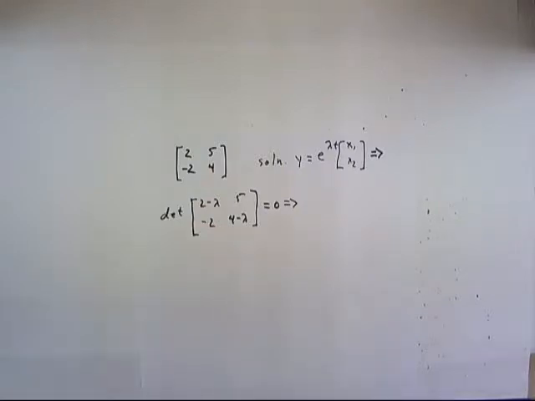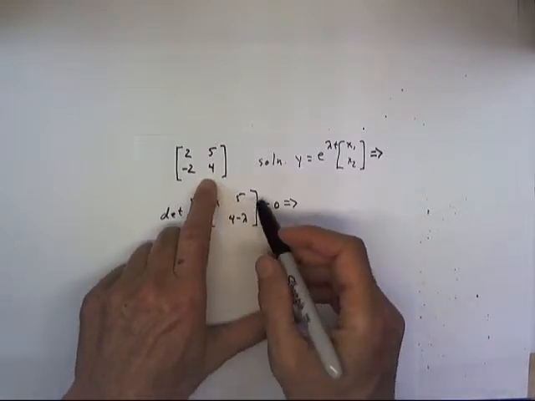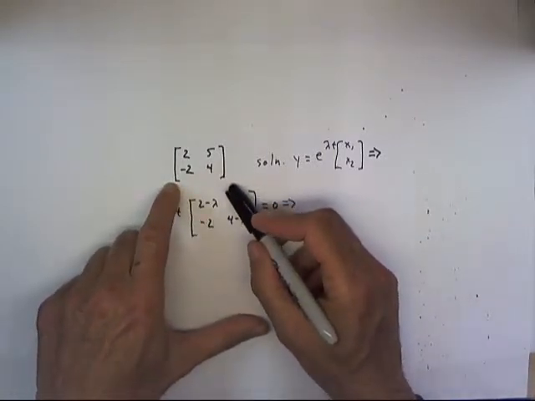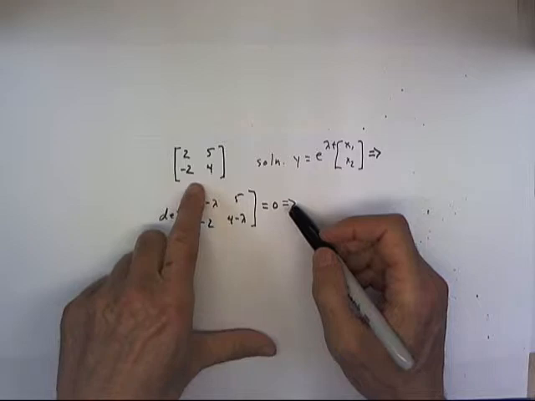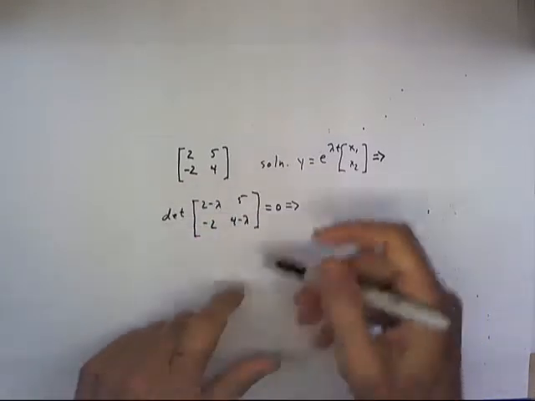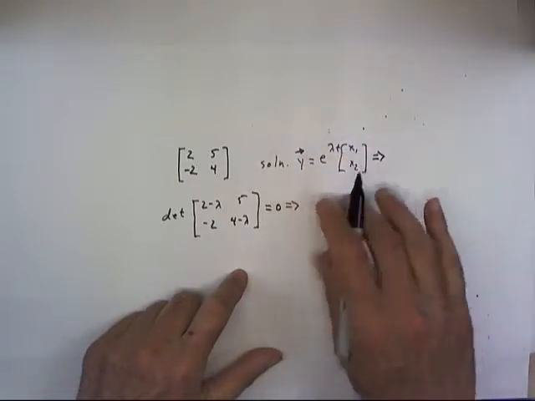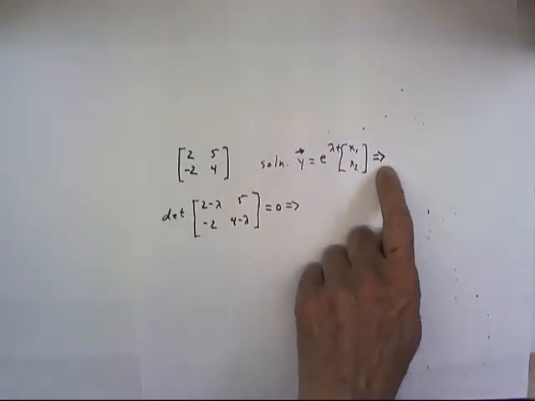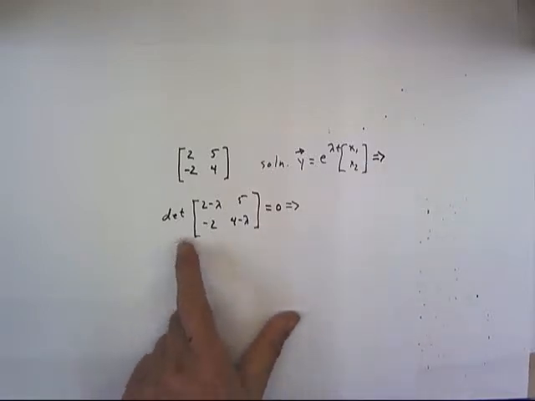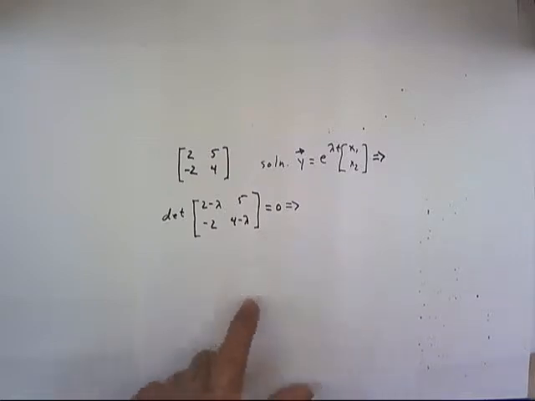The system defined by the matrix 2, 5, negative 2, 4. And I'm not going to bother writing out the system this time. We know what the system looks like. The solution to the system is going to be y, that's y vector, equals e to the lambda t times x1, x2. And that implies that the determinant of this matrix will have to equal 0.